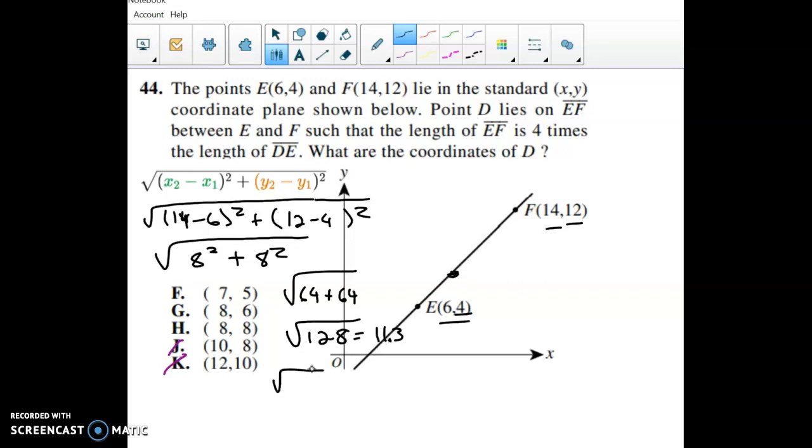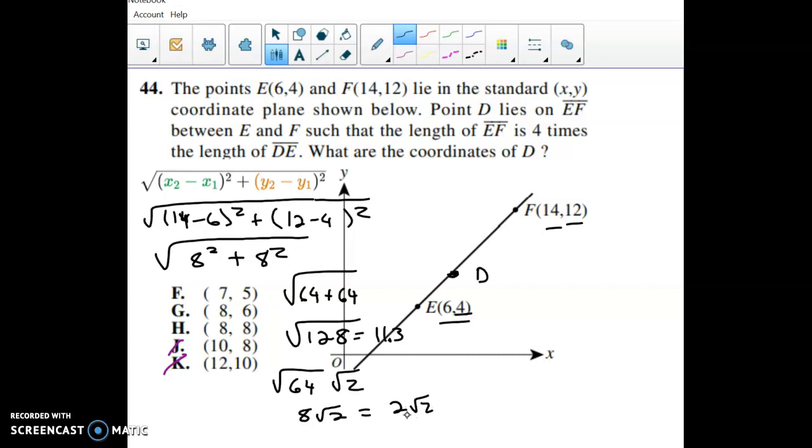So the other route we could maybe try here is if I split this and did simplest radical form, we could break it to root 64 times root 2, and that would be 8 square roots of 2. And that's a little bit easier to divide by 4. So we know that our little segment, D to E, has to be 2 square roots of 2. Right? That has to be the distance.